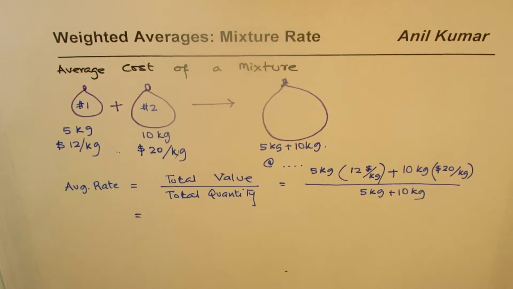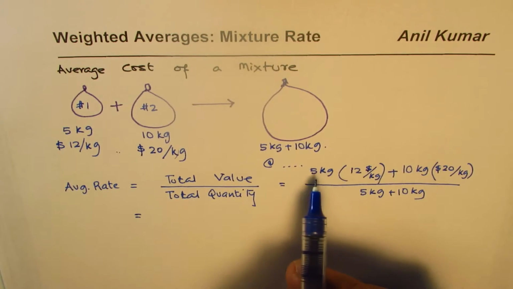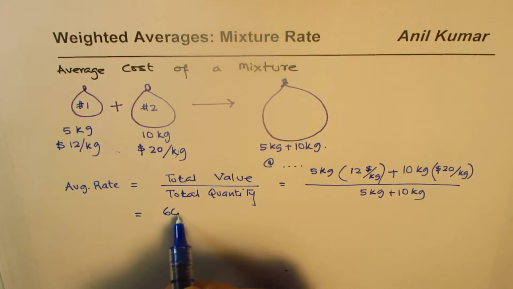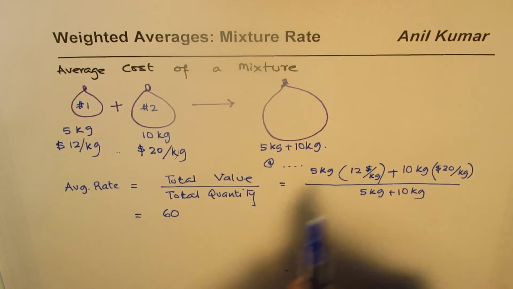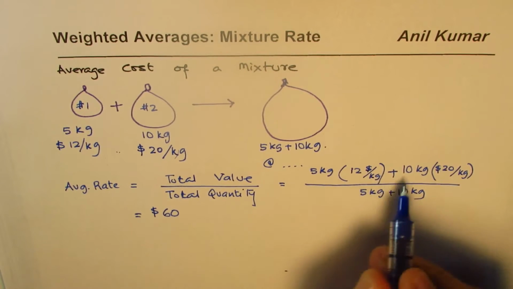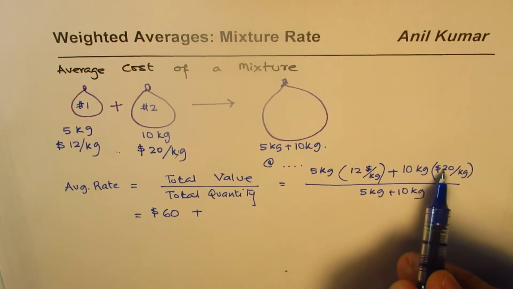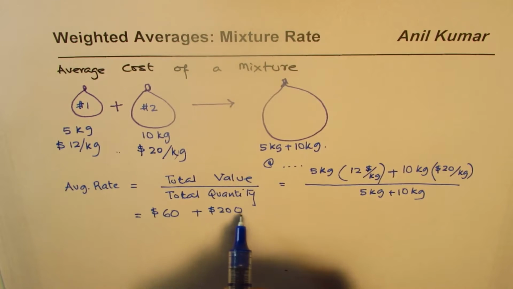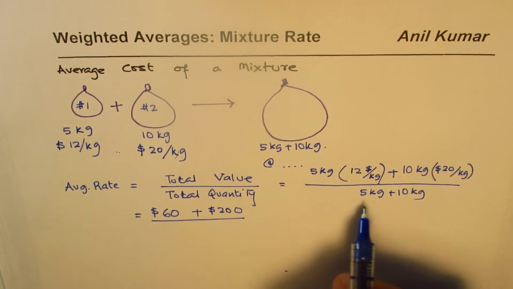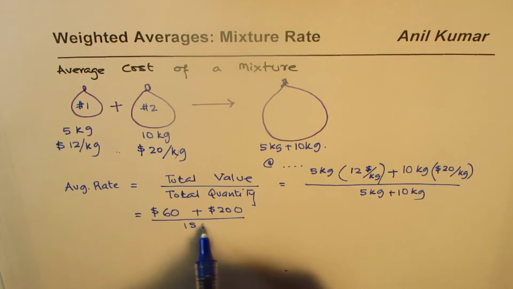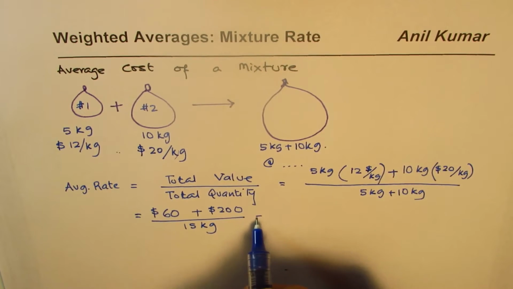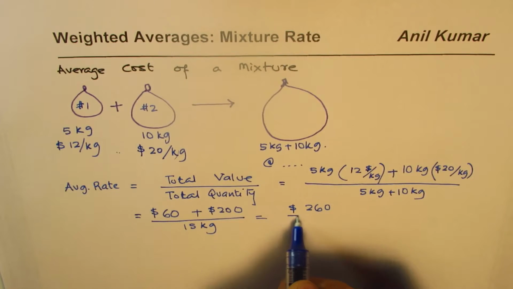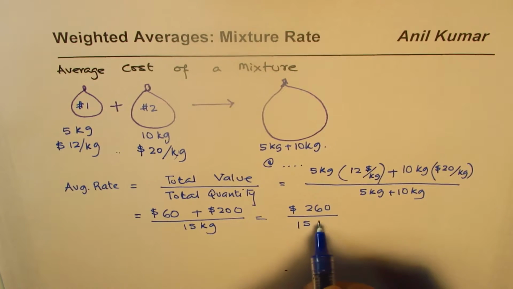So let's use calculator. Well, these are simple values. Let me do without calculator also. 5 times 12 is 60, right? 60. Kg cancel, we are left with dollars. We get $60 plus 10 times 20 is 200, so that is $200. So that's the total value divided by total quantity, which is 15 kg, right? So that is to say $260 divided by 15 kg.